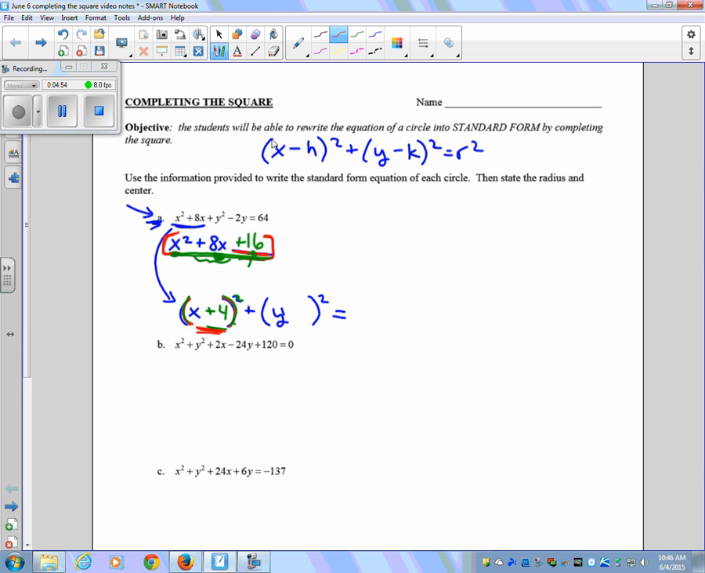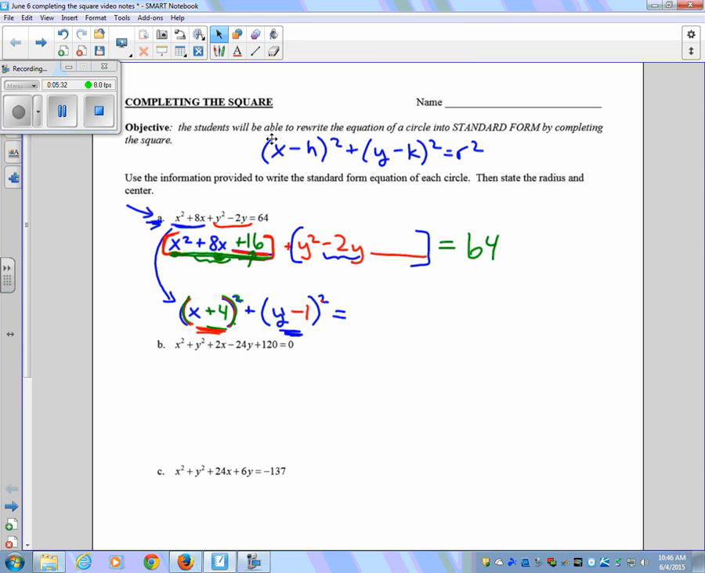Okay, now let's do the y's. y squared minus 2y, leave a blank. On the other side of this equation, we have equals 64. We're not going to touch that yet. Let's do the y's. Again, we want a trinomial that can be factored into this form. So we're going to take half of the middle term. Half of -2 is -1. So I'm going to put -1 in here. And then we're going to square that, right? -1 squared is a +1.